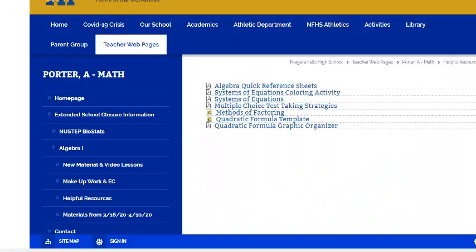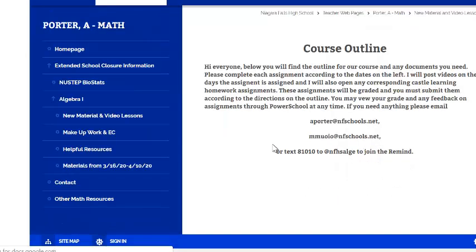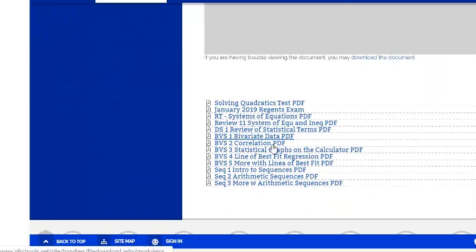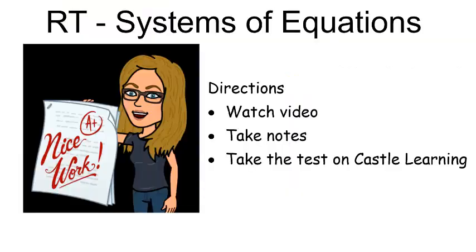If you want the notes to follow along and copy down, you're going to go to New Materials and Video Lessons. Scroll all the way to the bottom past the outline, and this is what you want: RT Systems of Equations PDF. Those are the exact notes that I'm going over in this video.